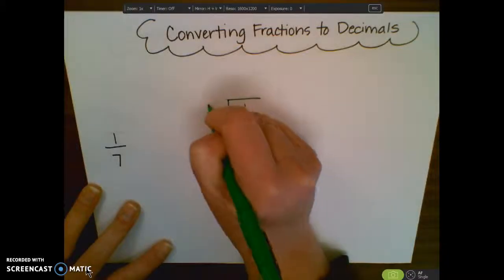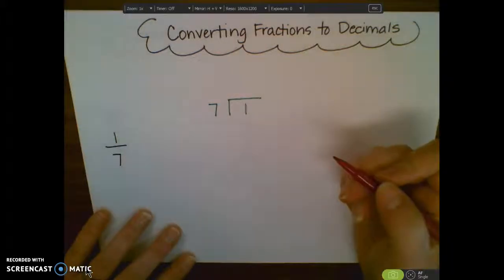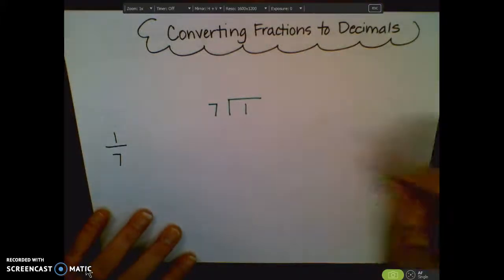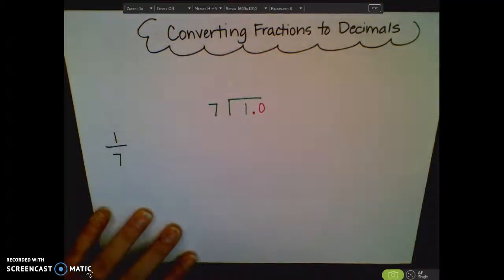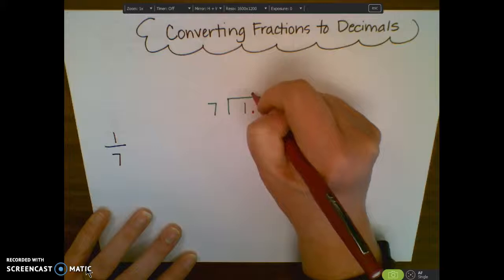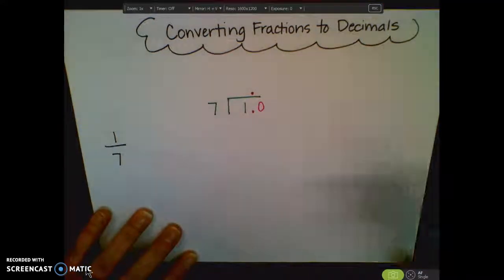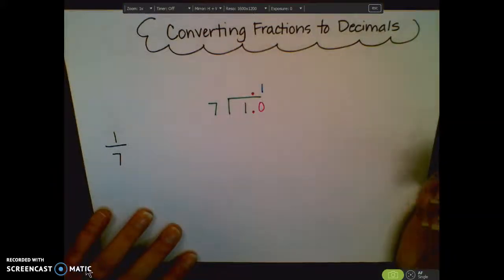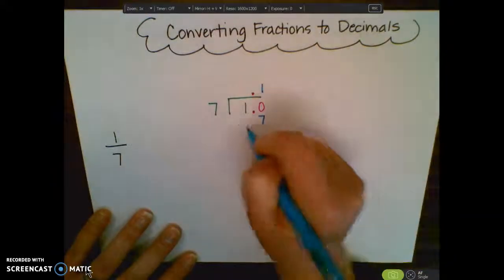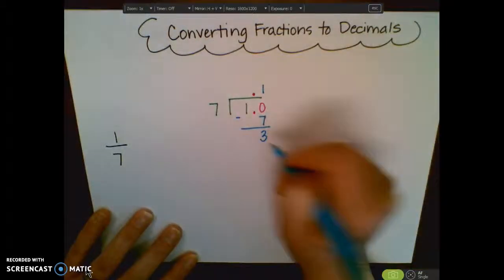1 divided by 7. Since I have 1, I cannot take away a group of 7 without it being parts of a whole. So I'm going to go ahead and add my 0.0. That way I still have my same value. Bring that decimal straight up. And so now I'm ready to divide. 10 divided by 7. Well, I can take away 1 group of 7. So 1 group of 7 is 7. Now it's time to subtract. I have a leftover of 3.